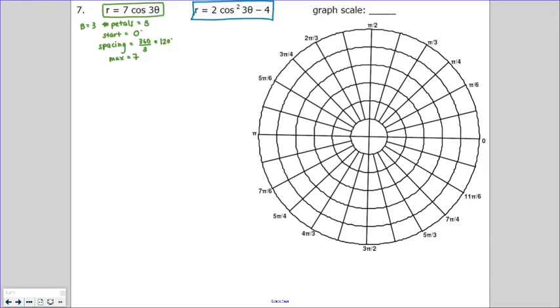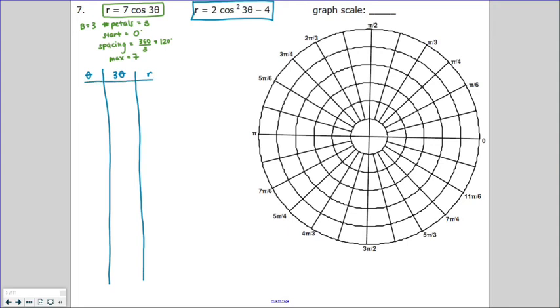The other curve is the one that's slightly more complicated. So 2 cosine squared 3 theta minus 4. I'm just going to make a table of values. So I'm going to keep track of theta, and then I'm going to keep track of 3 theta because I think sometimes it's just less to do in the same calculations. So it's really up to you what you want to do. The one thing we have to remember though is that when we go back and actually graph this, you will be graphing theta and r, not 3 theta and r.